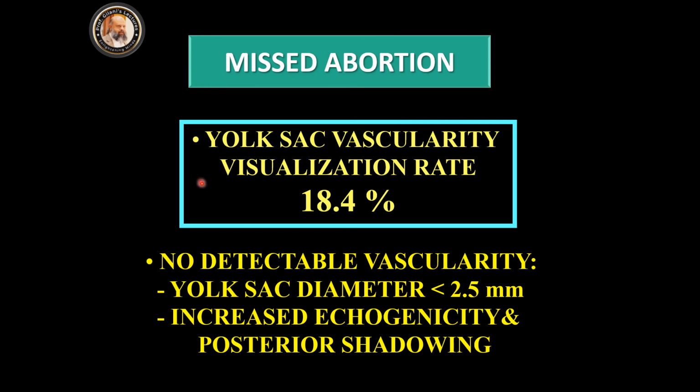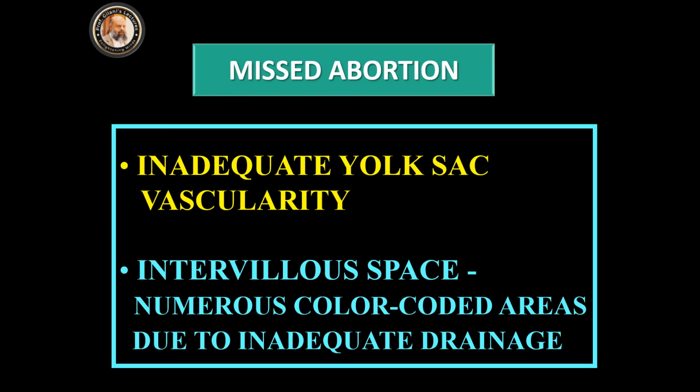So the yolk sac vascularity visualization rate is 18.4%. In missed abortion, there will be no detectable vascularity. Yolk sac diameter will be less than 2.5 millimeters. Increased echogenicity and posterior shadowing is seen. In missed abortion, there will be inadequate yolk sac vascularity, intervillous space, numerous color-coded areas due to inadequate drainage.